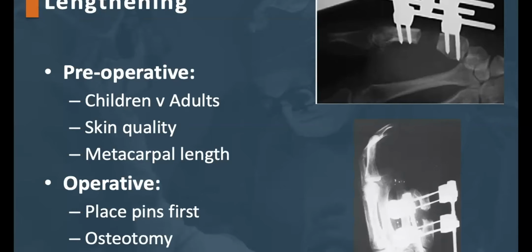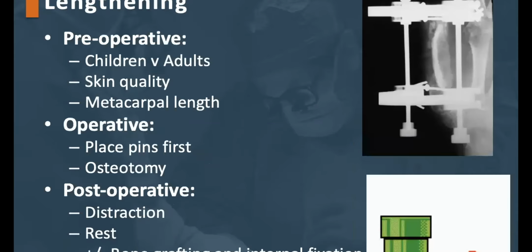Operative technique, you place the pins first to maintain your ideal alignment of the metacarpal. Definitely avoid the physis in kids if your metacarpal physis is intact. And then you make your osteotomy while limiting the amount of heat on your bone. Distraction takes place about 1 millimeter of distraction per day. This is something patients do at home. And parents can do it for the kids.